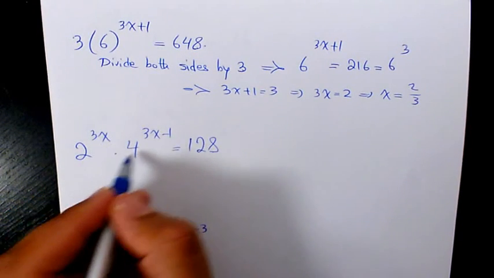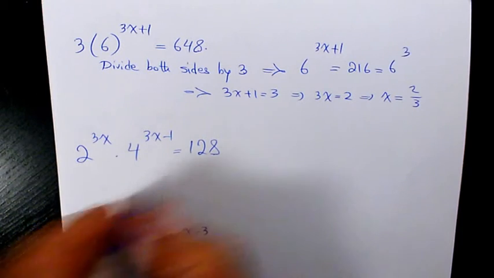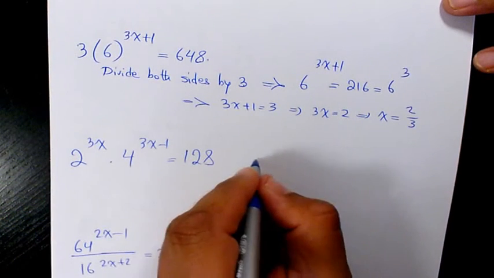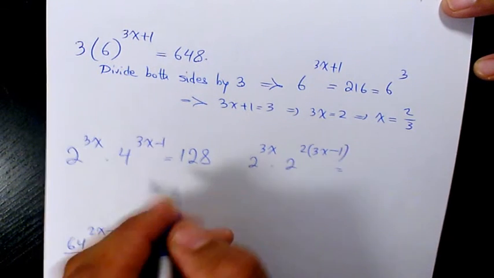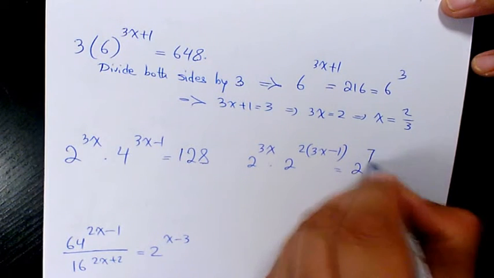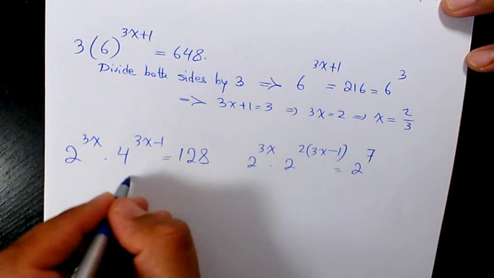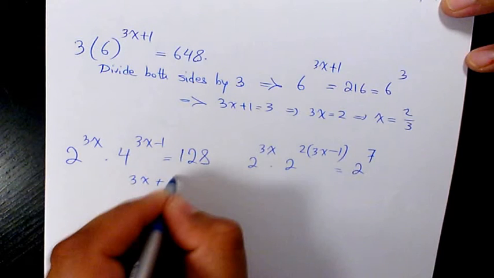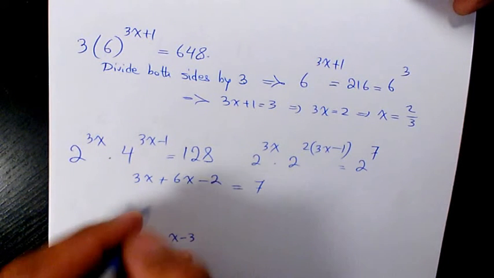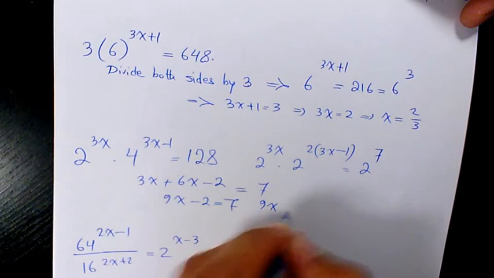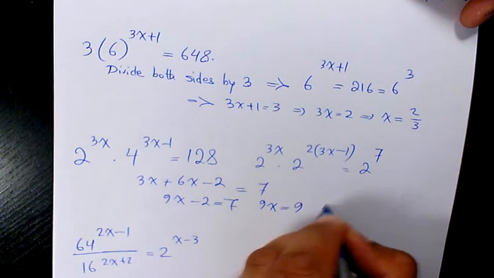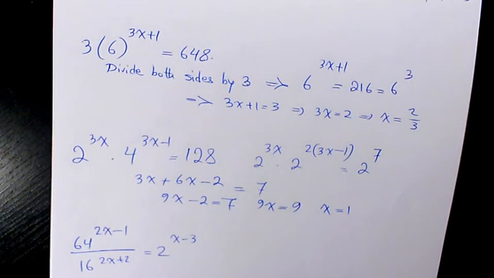2 to the power of 3x times 4 to the power of 3x minus 1 equals 128. So that's going to be 2 to the power of 3x times 2 to the power of 2 times 3x minus 1. 128 is 2 to the power of 7. So that's going to be 3x plus 6x minus 2 equals 7. So that's going to be 9x minus 2 equals 7. So 9x equals 7 plus 2, which is 9. So x equals 9 over 9, which is equal to 1.